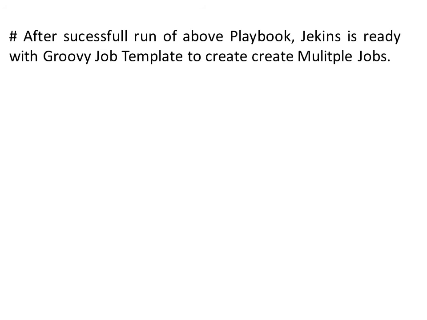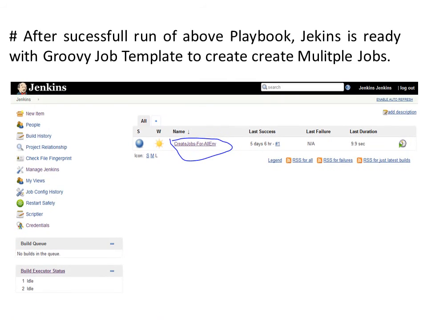After a successful run of our playbooks, Jenkins is ready with a Groovy job template to create multiple jobs. This is completely automated as part of the Jenkins installation. It configures some Maven and Java paths. It creates an initial generic job, a Groovy job, to create multiple jobs for any environment you write in the Groovy script.